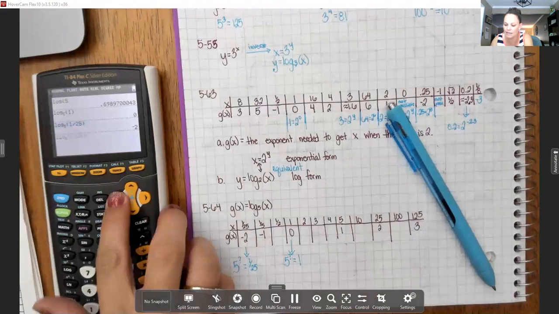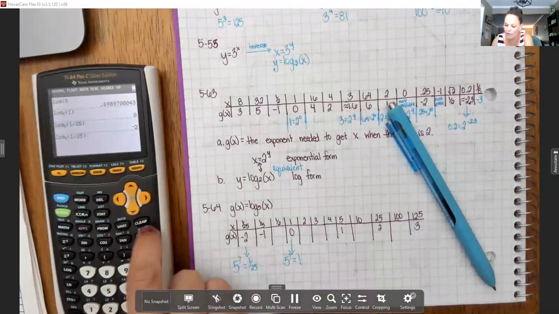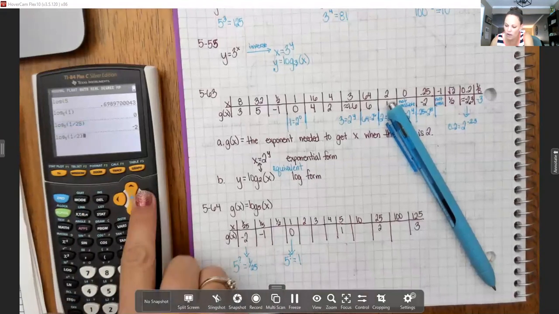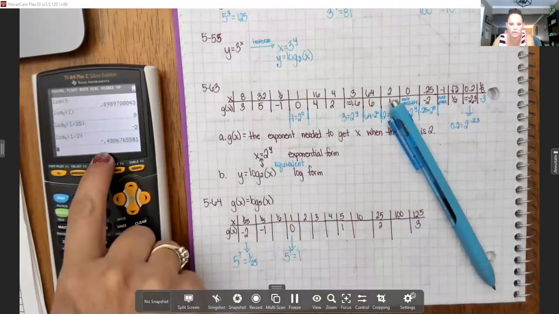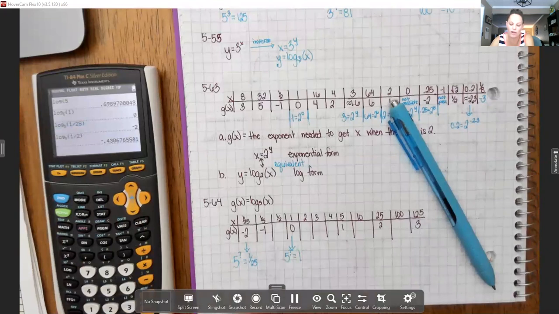I'm just going to copy and paste that. Instead of 1/25, I want 1/2. So log base 5 of 1/2 equals -0.43.